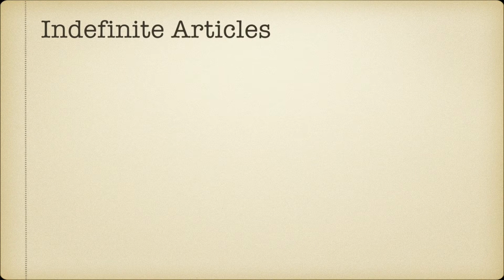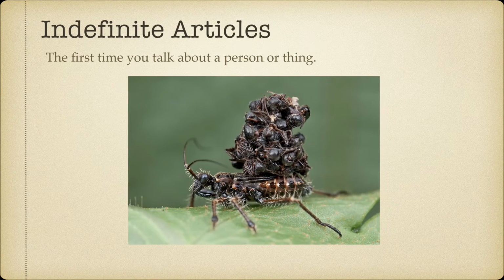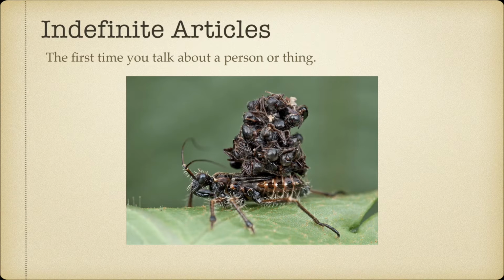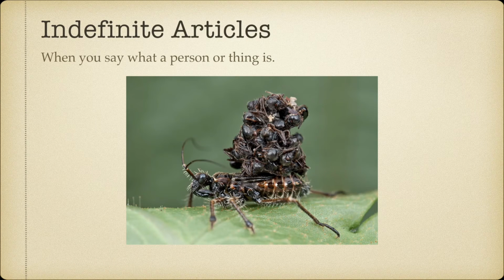We use the indefinite article for singular countable nouns. We use them the first time we talk about a person or a thing. An assassin bug kills other insects and wears their dead bodies as armor. When you say what a person or a thing is, this is an assassin bug.